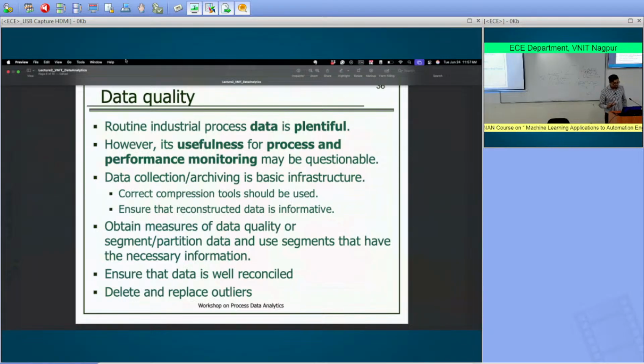And then make sure that the data are well reconciled. Have you heard of data reconciliation? Often industries have redundant sensors in them. So for instance, you have a pipe. You may have more than one flow meter. If you have more than one flow meter, those two measurements have to reconcile, right? If there's no leak in the pipe, they have to measure more or less the same value. So that's called data reconciliation. So if you have redundant sensors, redundant measurements, make sure they all reconcile and there are no discrepancies. And of course, you have to pre-process your data by deleting and replacing outliers.